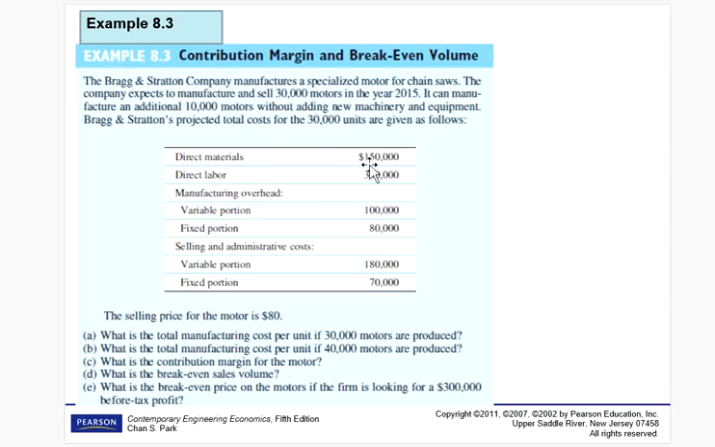Now this is the direct material cost for 30,000, right? This is direct material cost, this is direct labor cost, this is manufacturing overhead, it is variable and fixed both. Selling has variable and fixed both portions. Selling price P is 80. What is the total manufacturing cost if 30,000 units are produced?